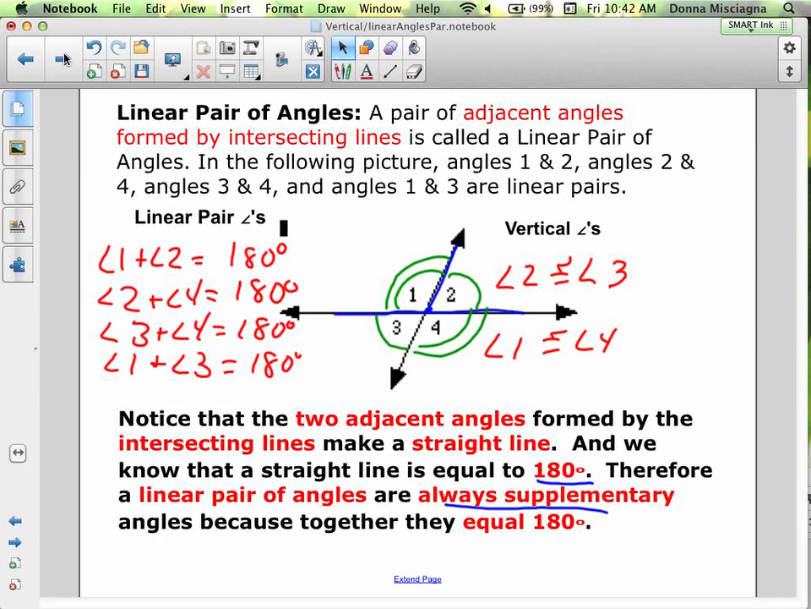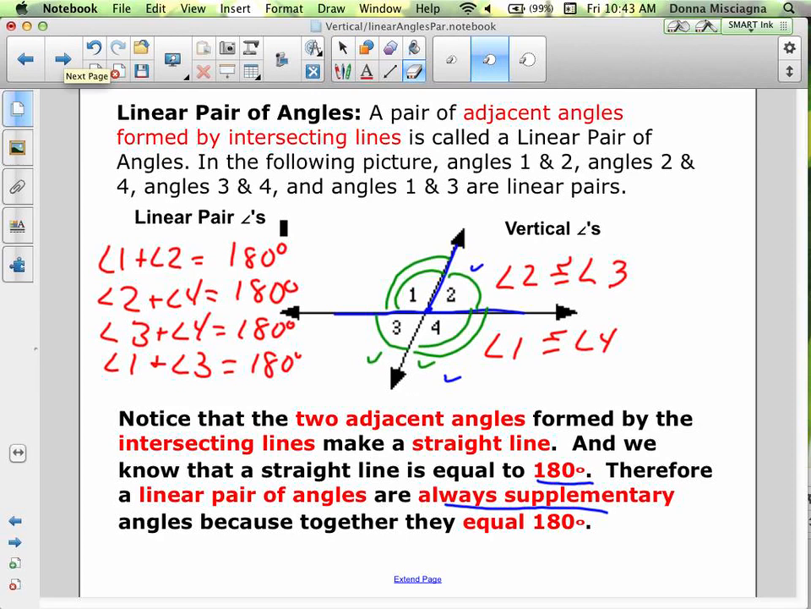So any of these that we add up that are next to one another, that are formed by those two intersecting lines, they're going to add up to 180 degrees. And if you look at them, you can see they form a straight angle. So it's easy to remember what they add to.